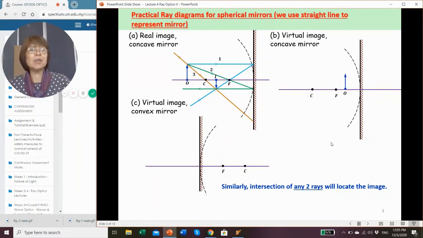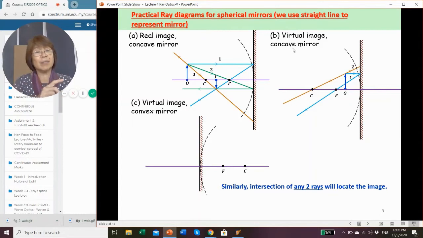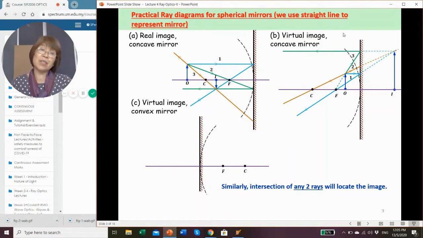For the other example that forms a virtual image, we have the object, that's the first ray, and now I'm going to do the second ray that represents the one that passes through the center of curvature. And it doesn't meet over here, so we have to project backwards. We project the reflected ray backwards, and that's where we locate the image. Or you can also use the third ray. Again, you have to project the reflected ray backwards, and it also meets at the same point.